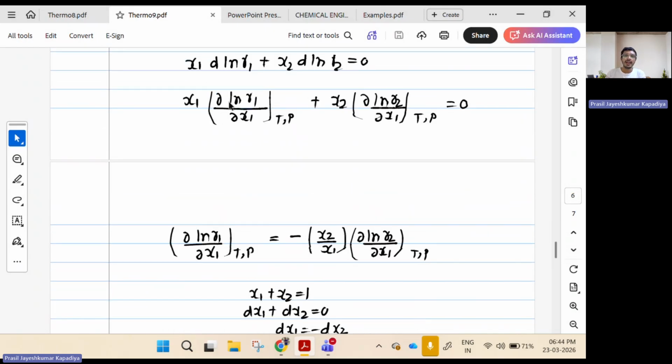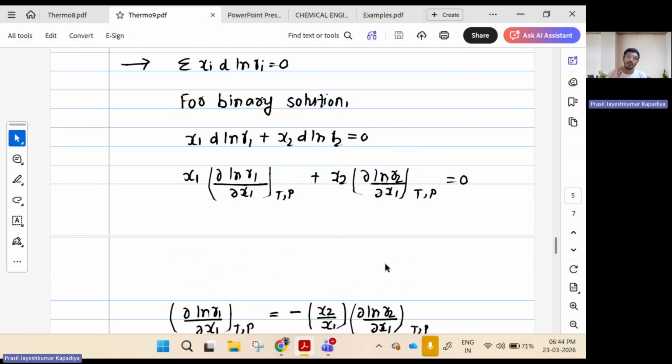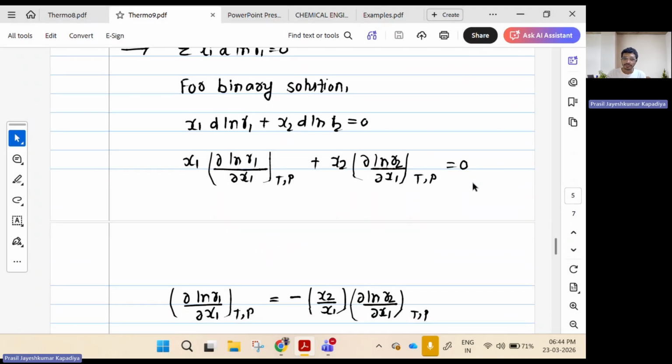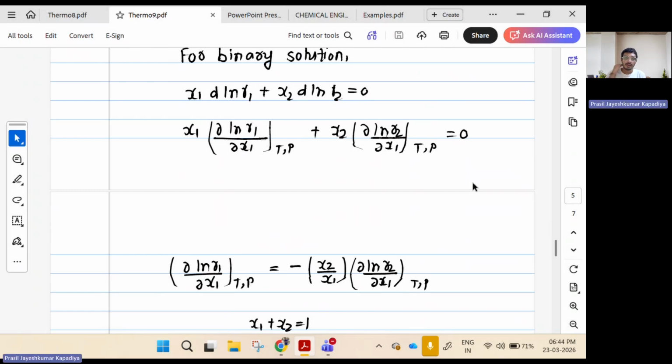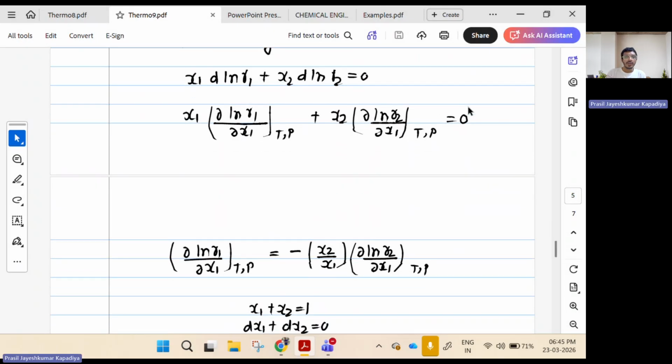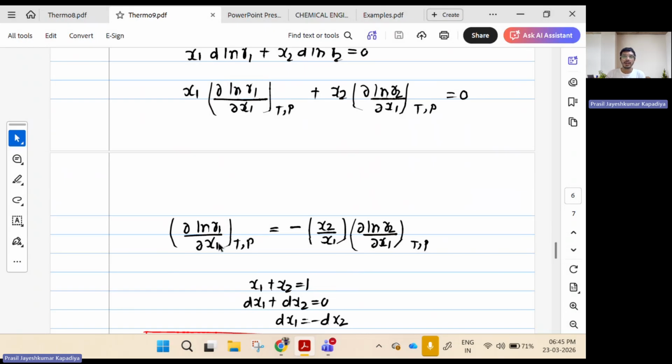Now, what can I see? If I make this the subject, I can see that del ln gamma 1 by del x1 at constant temperature and pressure is equal to minus x2 by x1 del ln gamma 2 by del x1. From the Gibbs-Duhem equation, we will mostly talk about binary solutions. So we have x1 d ln gamma 1 plus x2 d ln gamma 2 equal to 0, and from there we are left with del ln gamma 1 by del x1 at constant temperature and pressure equal to minus x2 by x1 del ln gamma 2 by del x1 at constant temperature and pressure.